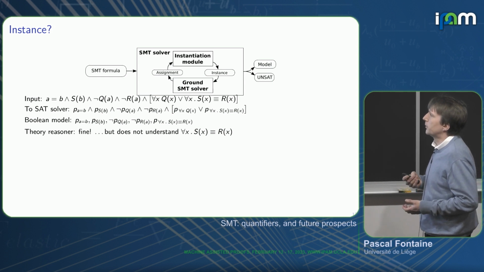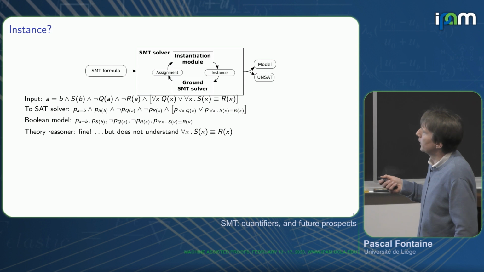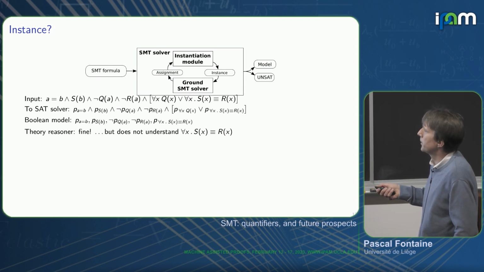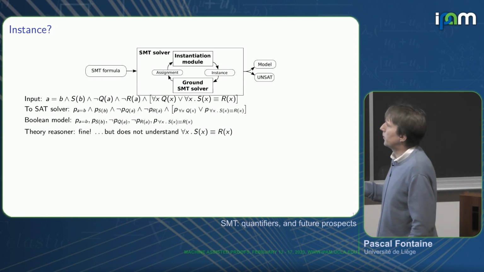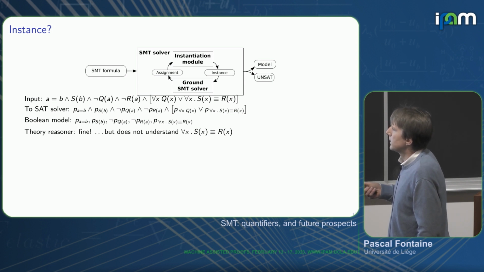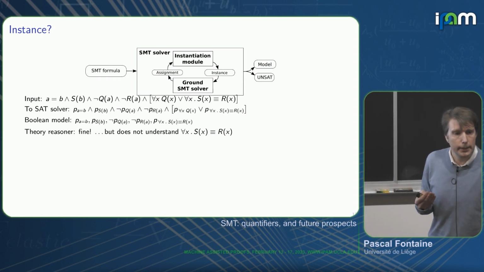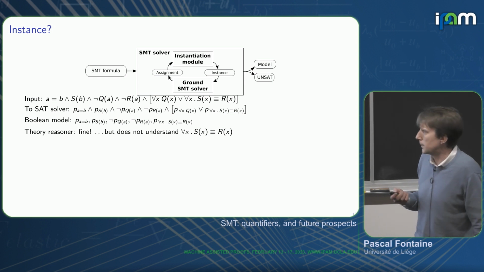And now it's not the theory reasoners that will complain. It's some other reasoners that will have to reason about the quantifiers and that will have to say, okay, I can make A of A equal B true, S of B true, Q of A false, R of A false. That's not a problem. But I don't know how to deal with this, so that's the theory reasoner that will say this, and the instantiation module will tell the ground SMT solver what to do with this, okay?